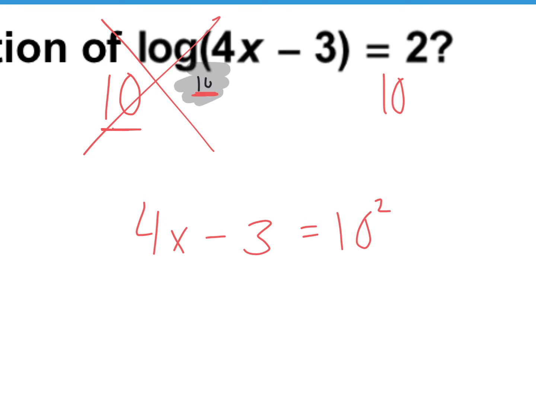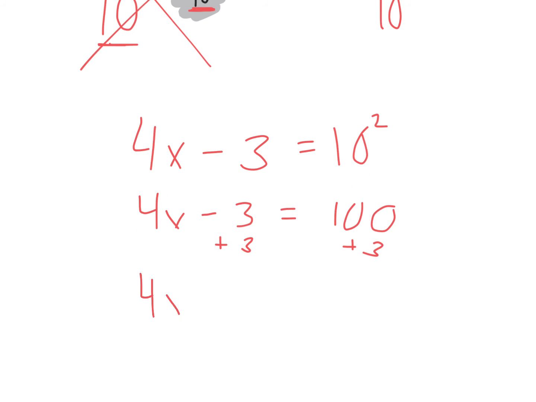What's 10 to the second power? 100. So 4x minus 3 is equal to 100. What do we have to do next to solve for x? Add 3. And add 3. So 4x is equal to 103.